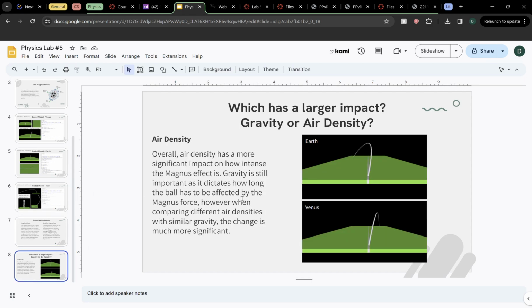Lastly, which has a larger impact, gravity or air density? I determined air density to have a more significant impact. Gravity is still important because it determines how long the ball is in the air, so that's how long the Magnus force is actually affecting the ball. But air density affects how much it actually curves. As you can see here, with Venus, there's pretty much no curvature because of how high the air density is, and on Earth, there's much more because it has a lower air density.